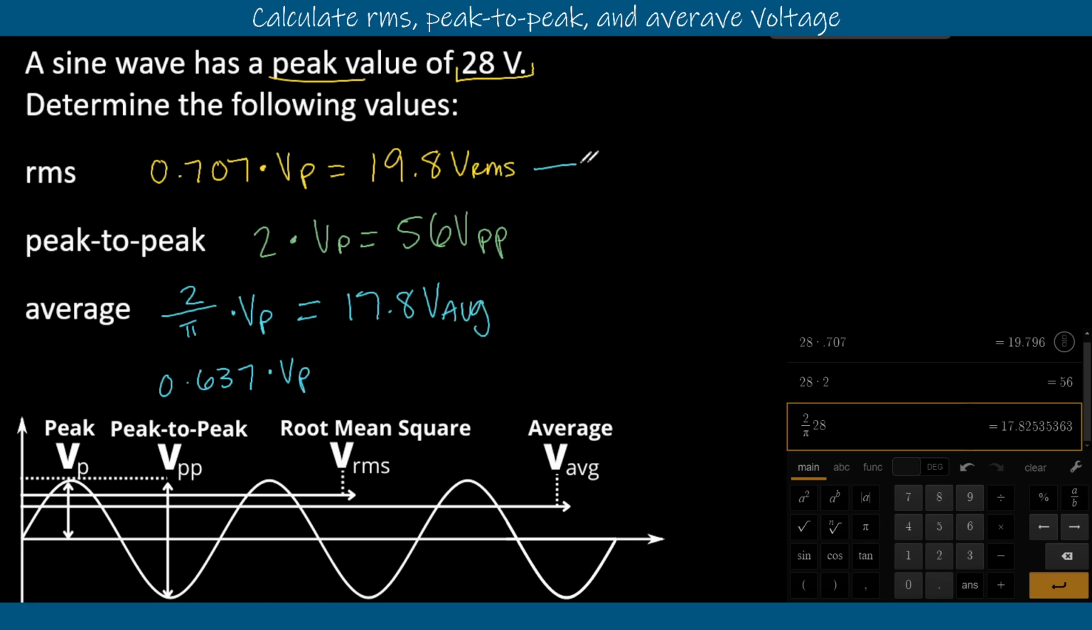So we know that our RMS should be slightly above our average, and we see that in our two values here. We also see on this diagram that the root mean square should usually be slightly more than the average. All right, let us know if you guys have any other questions.